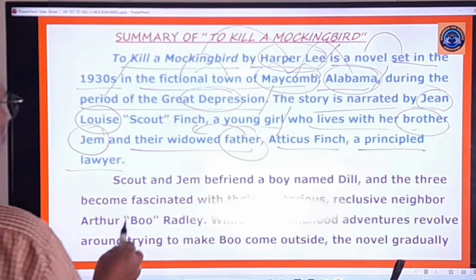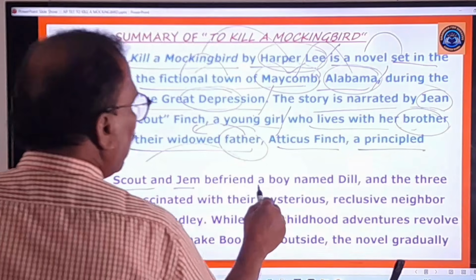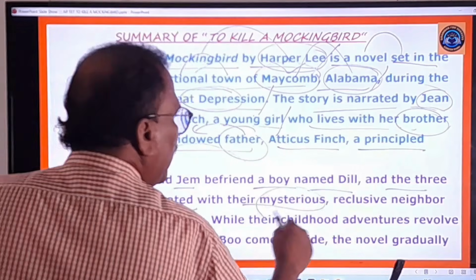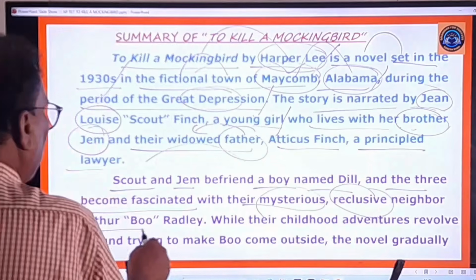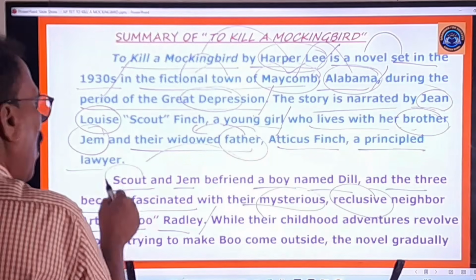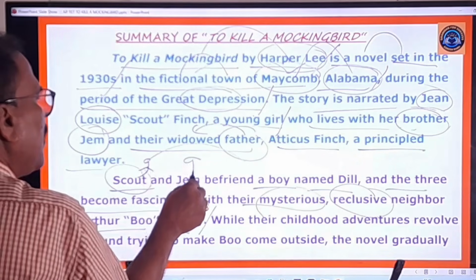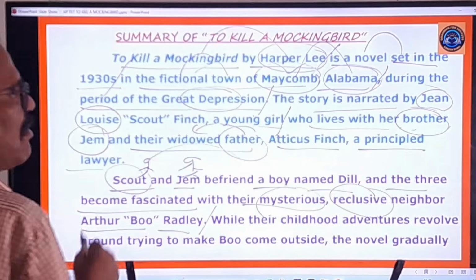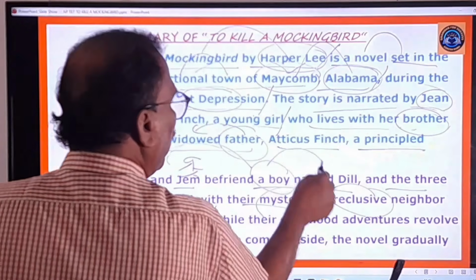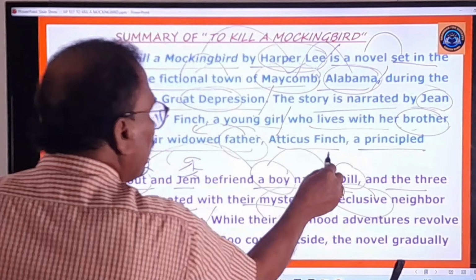And here you pay attention. Scout and Jem befriend a boy named Dill, and the three become fascinated with their mysterious, reclusive neighbor Arthur Boo Radley. So here you understand that this is Scout and this is Jem, brother and sister. These two have made friends with a boy named Dill, and these three, what happened?